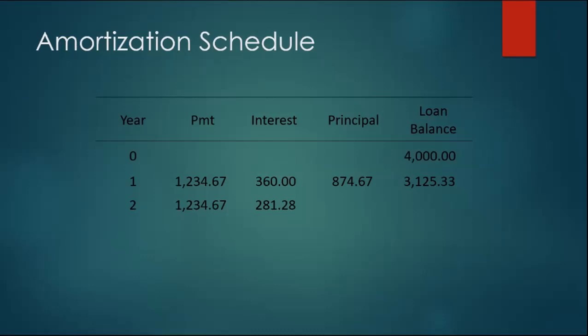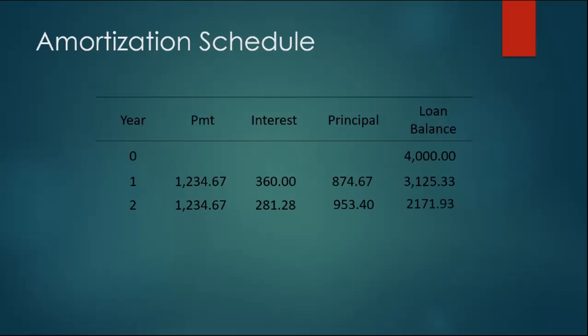And what about the principal? Simply deduct this 281.28 from the 1234.67, and you will get the principal payment 953.40, which you have paid to the bank. And after paying this principal, now you have the loan balance 2171.93 after making the second payment.